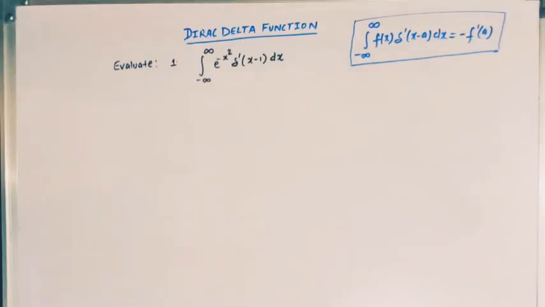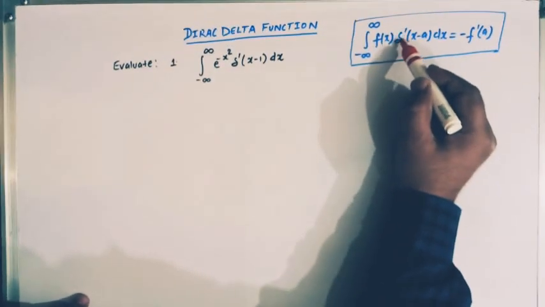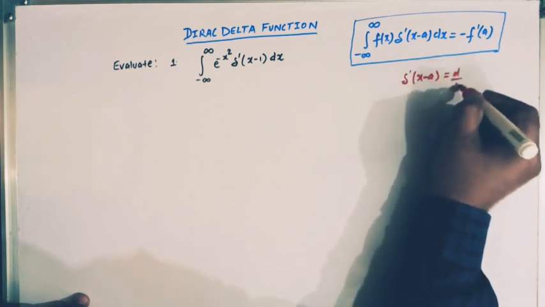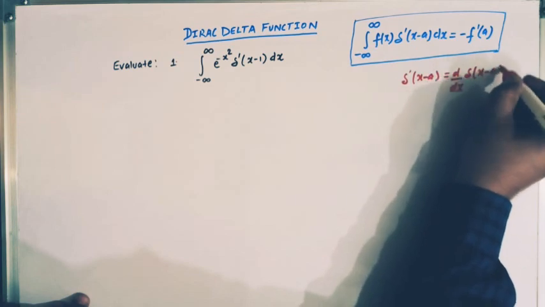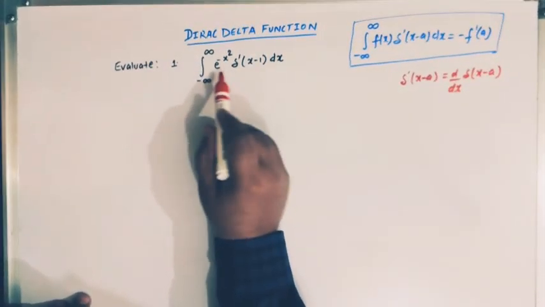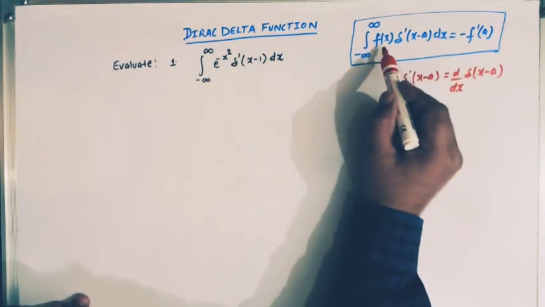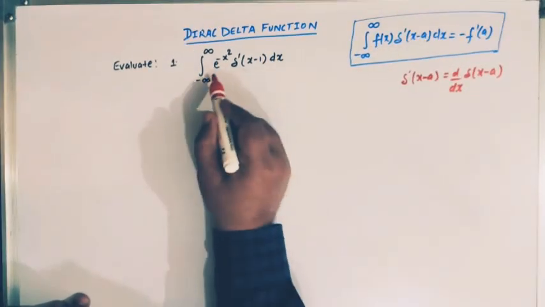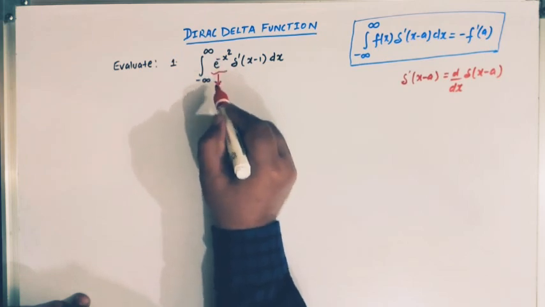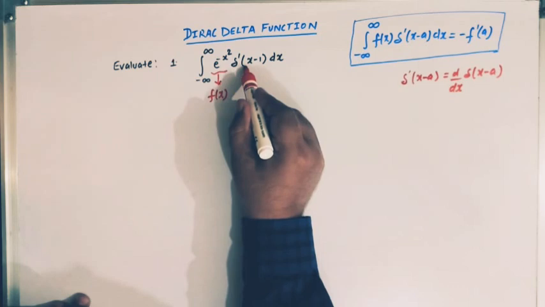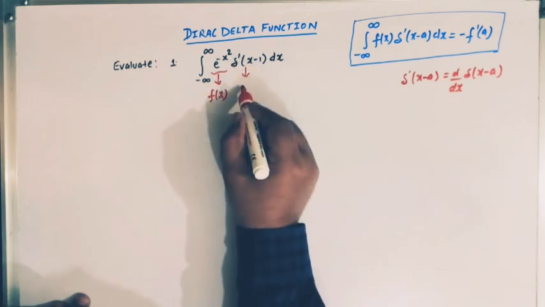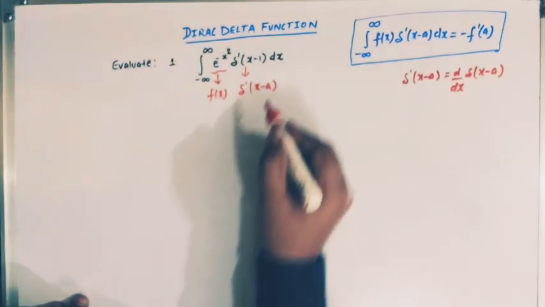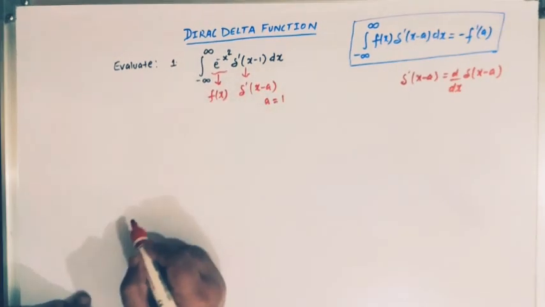Now here delta prime of x minus a is d by dx of delta of x minus a, right? So now we have to integrate this function. So let us compare this integral with this one, right? So here we see that e raised to minus x square can be taken as f of x, and delta prime of x minus a can be written as delta prime of x minus a, right? So if we compare, we get a is equal to 1, right?